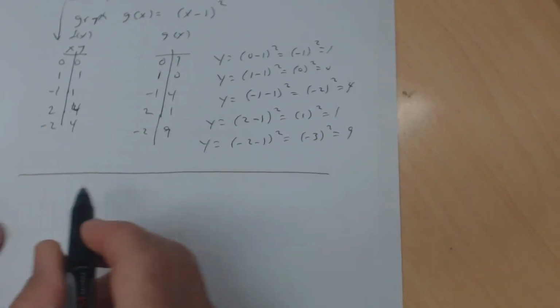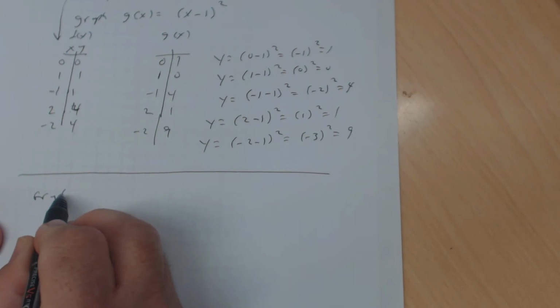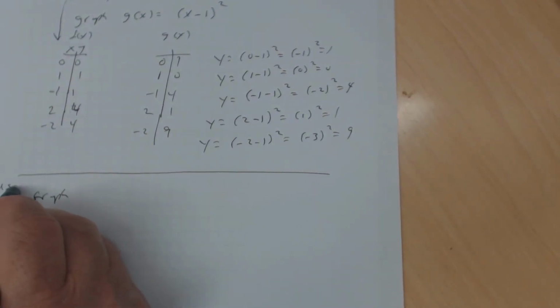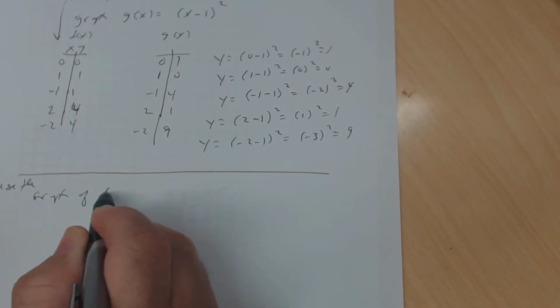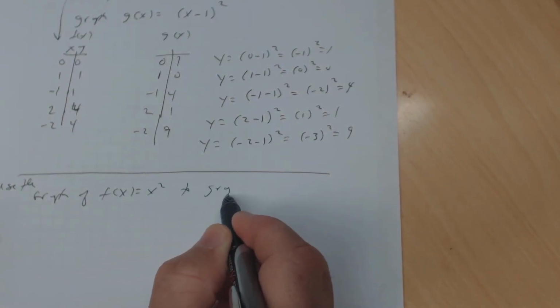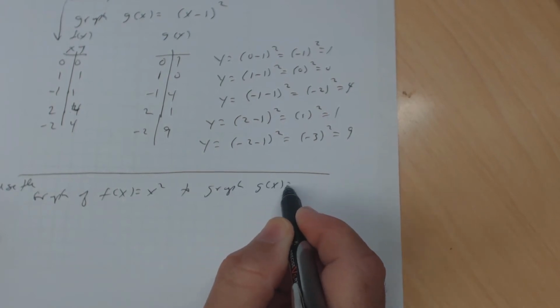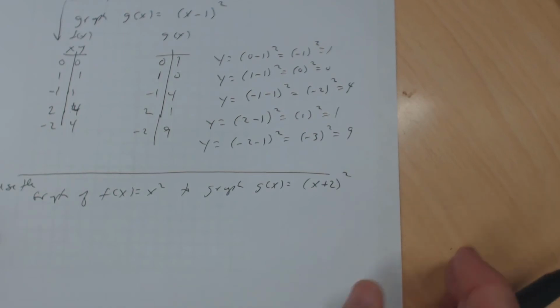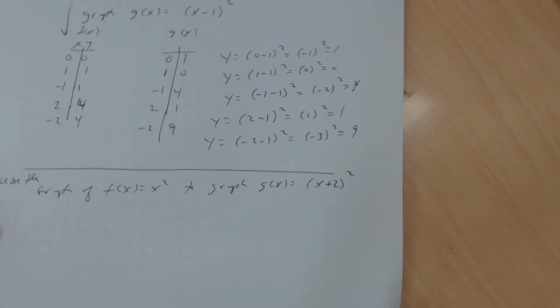All right, here's the directions. So graph, or use the graph of f of x equal x squared to graph g of x, which equals x plus 2 squared. Okay, x plus 2 squared.